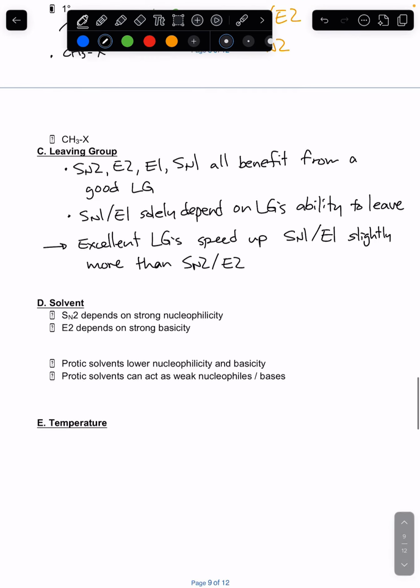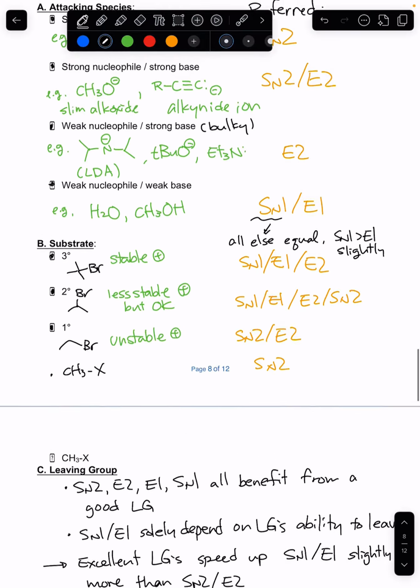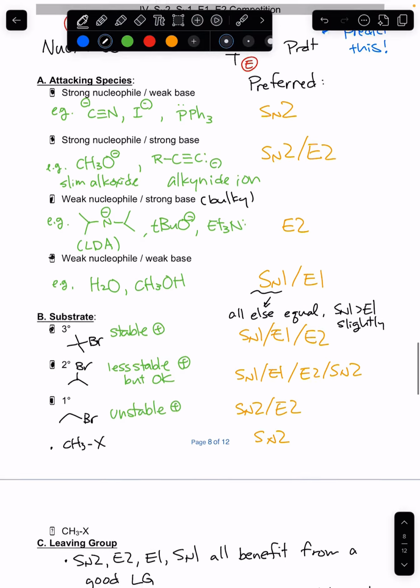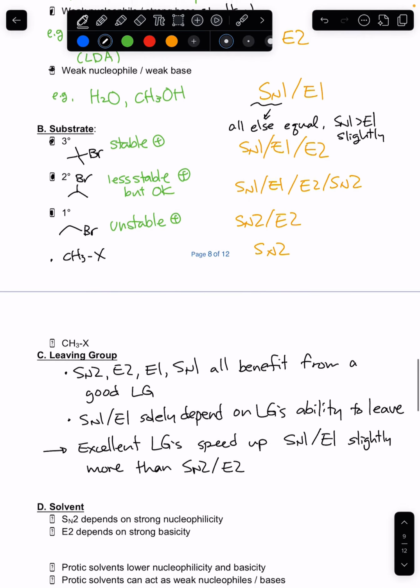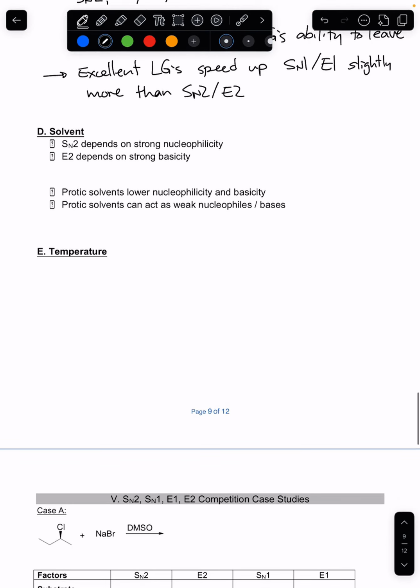All right, so that's all we could say about the leaving group. It's not a huge differentiating factor. The solvent is also not as big of a differentiating factor. I would say the attacking species and substrate are the biggest factors. These have a higher weight than others. The solvent, we talked about, does matter.